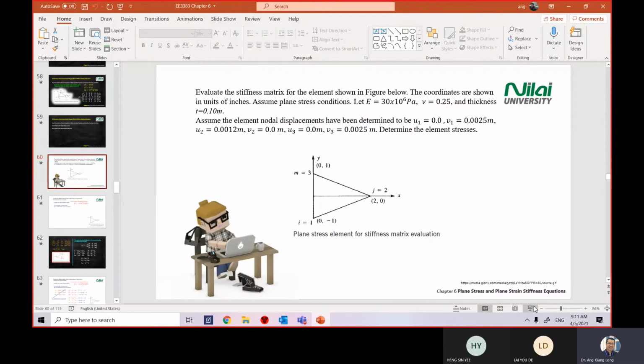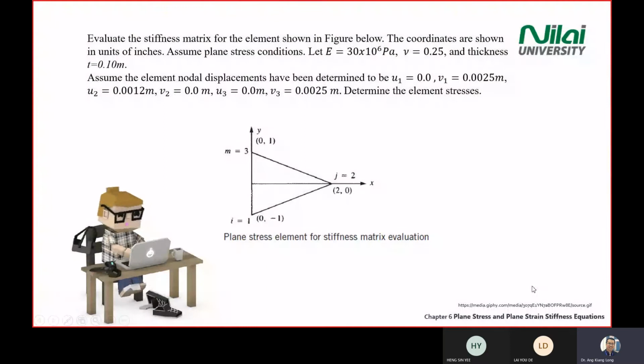Okay, let's look at the application of equation. All right, so if you can see on the screen here, we have a triangular object and it's given all the coordinates you have. So in this case, we have I, J, and M. So take note on the direction of the labeling. I, J, and M anticlockwise.